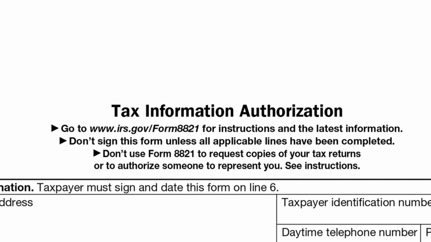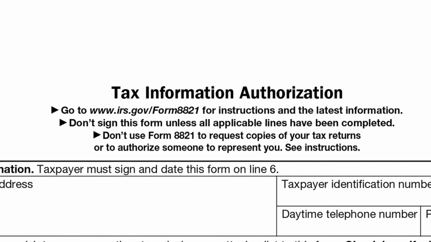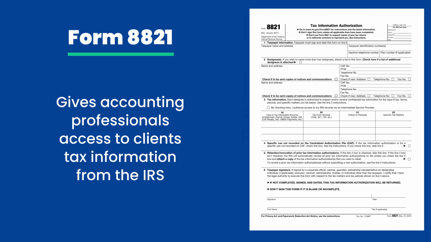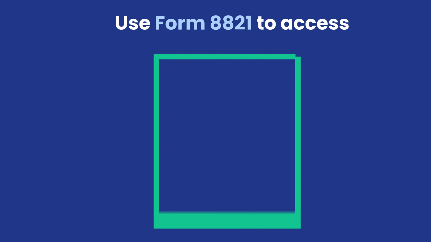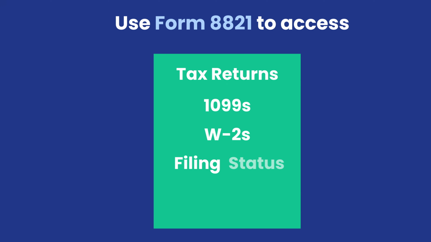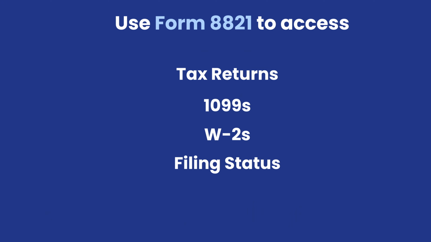Form 8821 is what the IRS calls a tax information authorization form. It's similar to a power of attorney, but it isn't quite the same. It simply gives you, as an accounting professional, access to your client's tax information directly from the IRS. With this form on file, you can get things like tax transcripts from prior years, W-2s and 1099s that your client might have misplaced, and information about which returns have or have not been filed. Think of it as a key that unlocks your client's tax history when they're not able to provide it themselves.